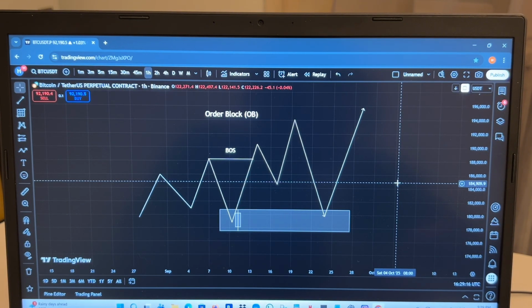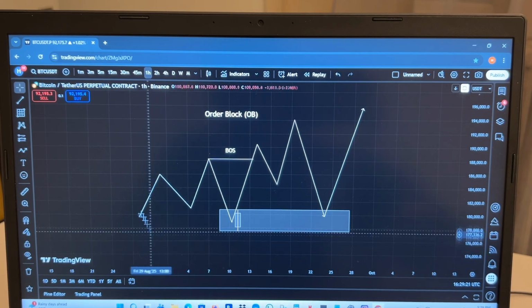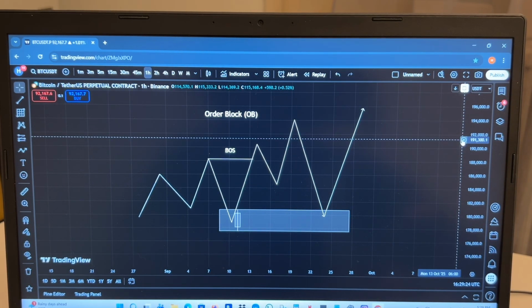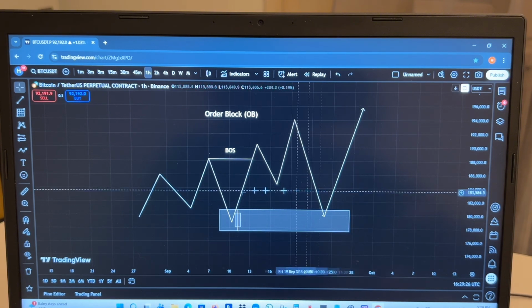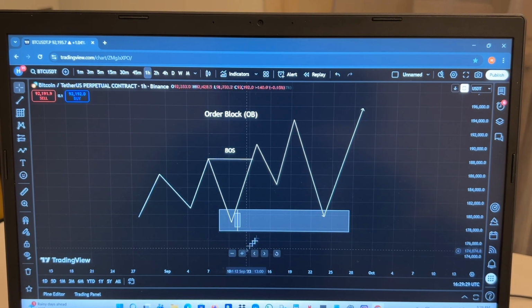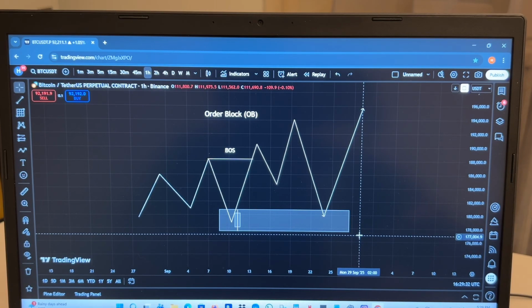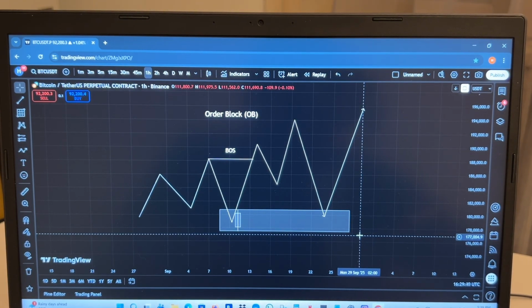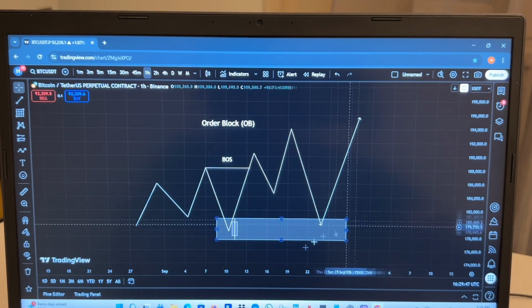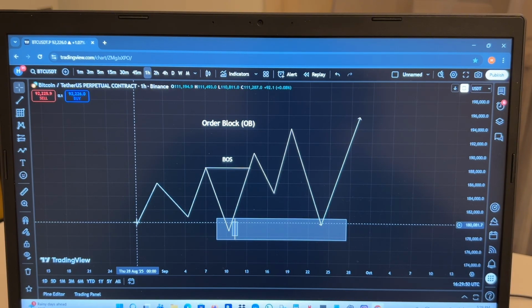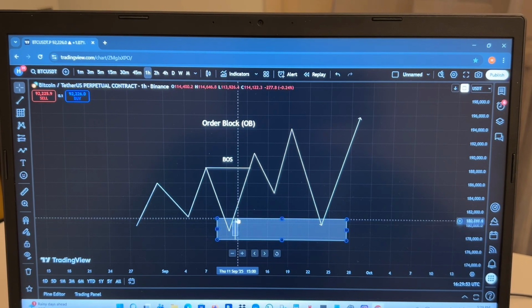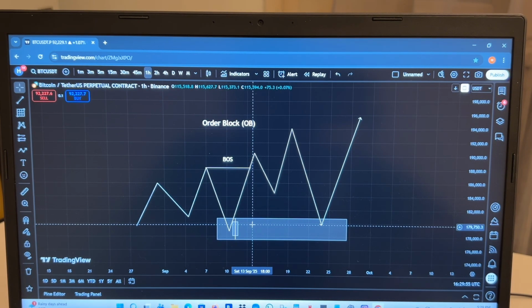Something else you need to get into your head is that the color of the OB candle does not matter. I previously said that this is an uptrend move, but even though it's an uptrend move, this does not have to be a green candle. This can be a red candle as well. The most important thing is you need to get the lowest candle of that BOS in an uptrend. That's what we are looking for. And like I said, these OBs can only happen at the lowest point of an uptrend confirmed BOS.